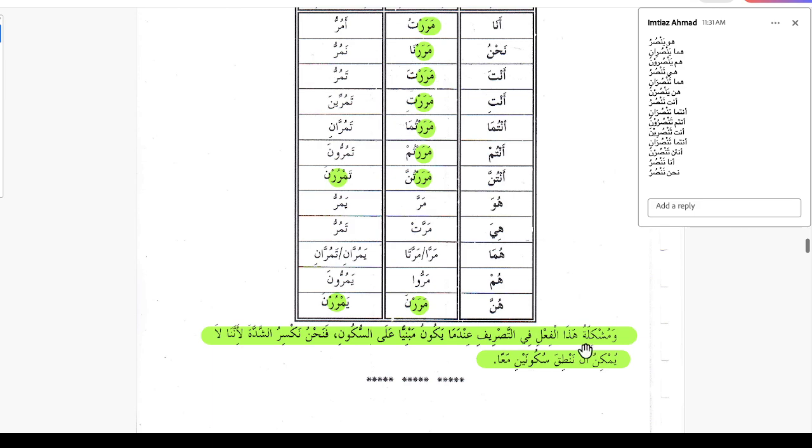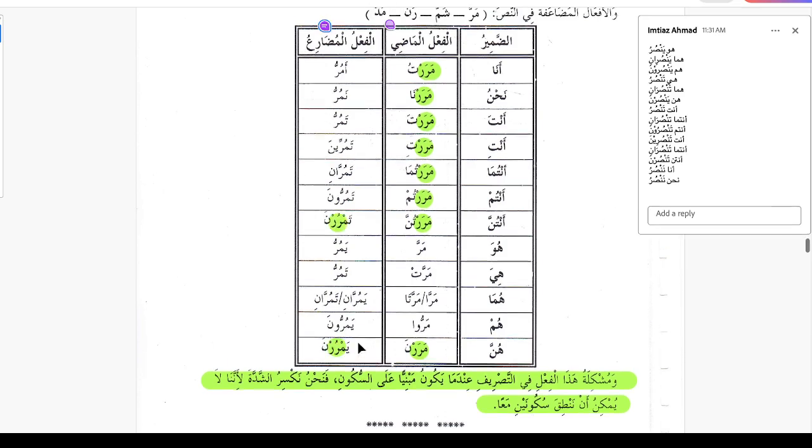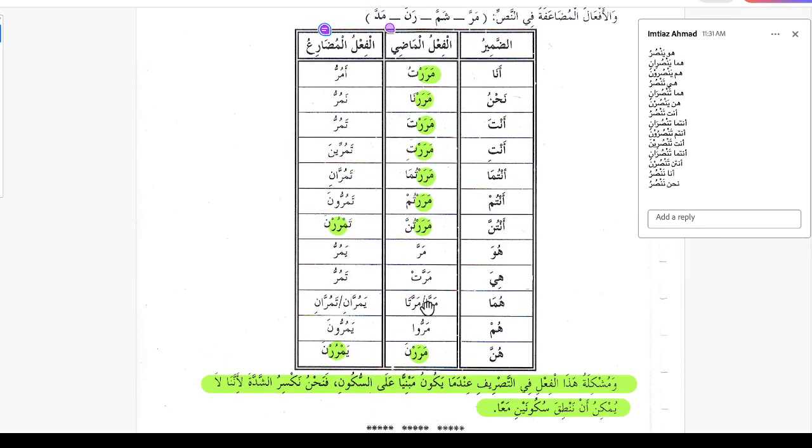So the problem of this verb in its conjugation is when it becomes mabni ala sukun, like we know that marra is a past verb, so this is mabni ala fatha, this mabni ala fatha, this mabni ala damma. So all these are mabni ala sukun, it has a sukoon on the third letter.